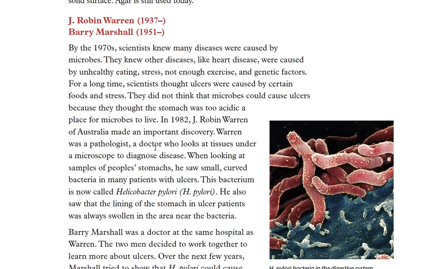In 1982, J. Robin Warren, an Australian, made an important discovery. Warren was a pathologist, a doctor who looks at tissues under a microscope to diagnose disease. When looking at samples of people's stomachs, he saw small curved bacteria in many patients with ulcers.